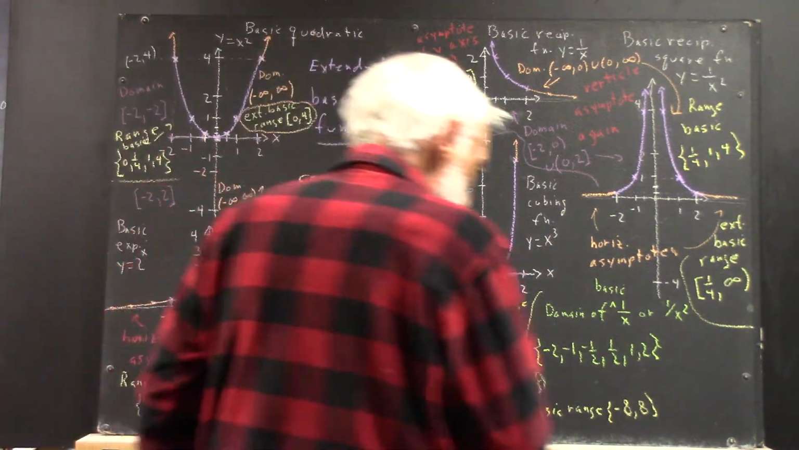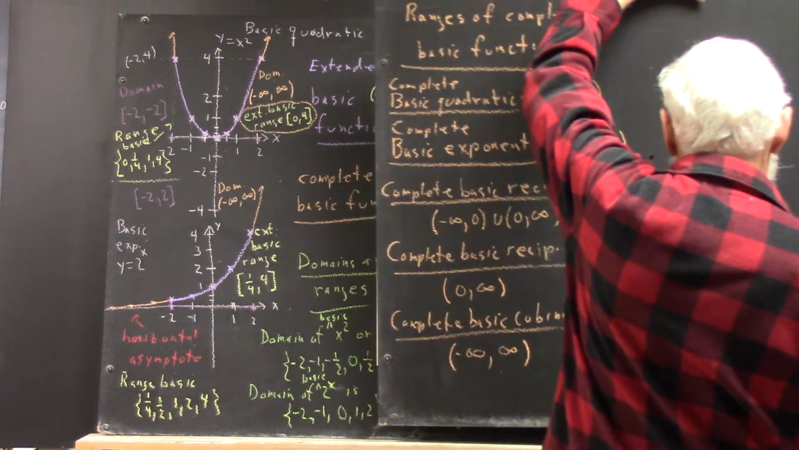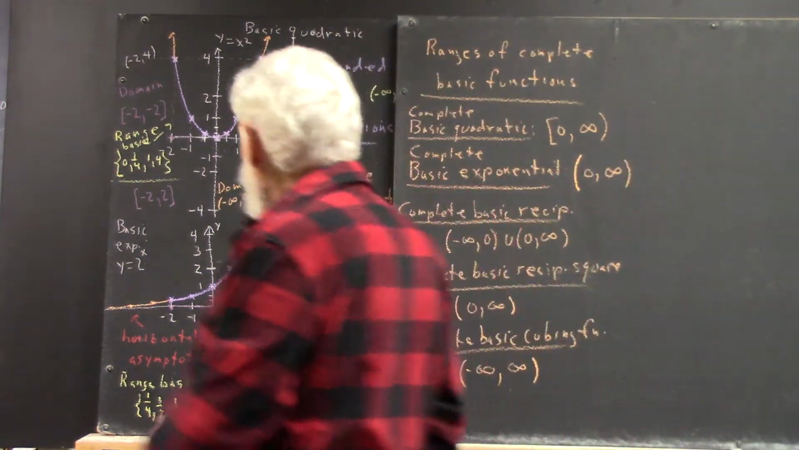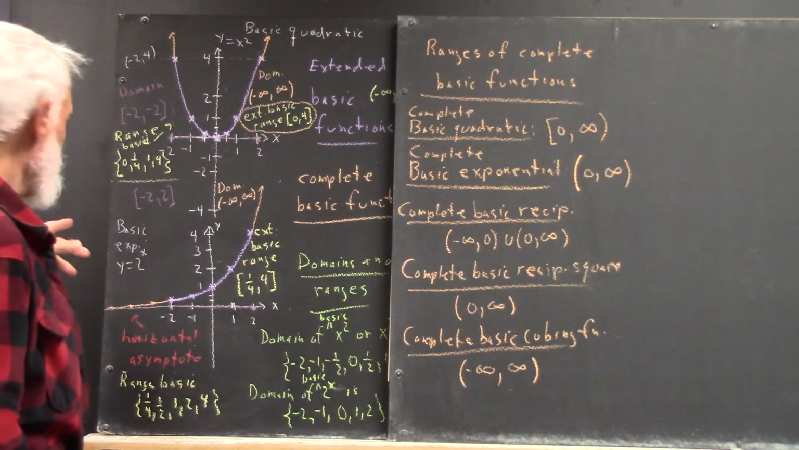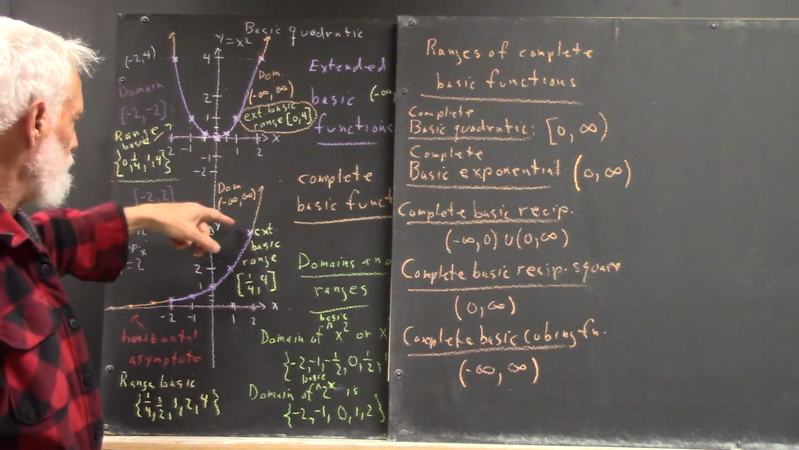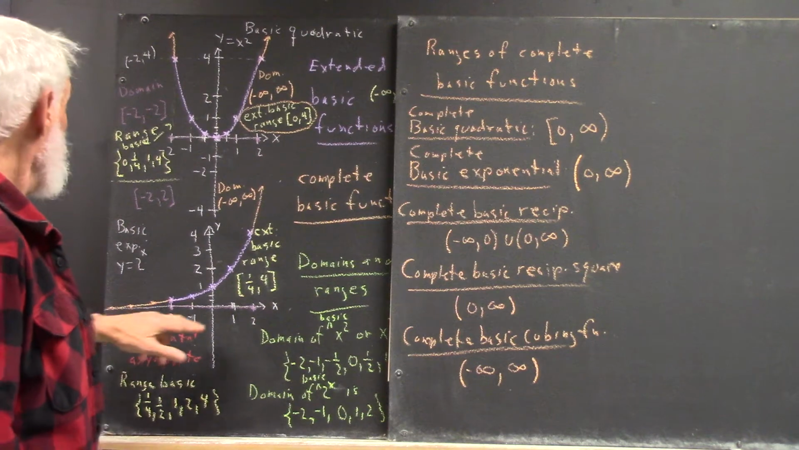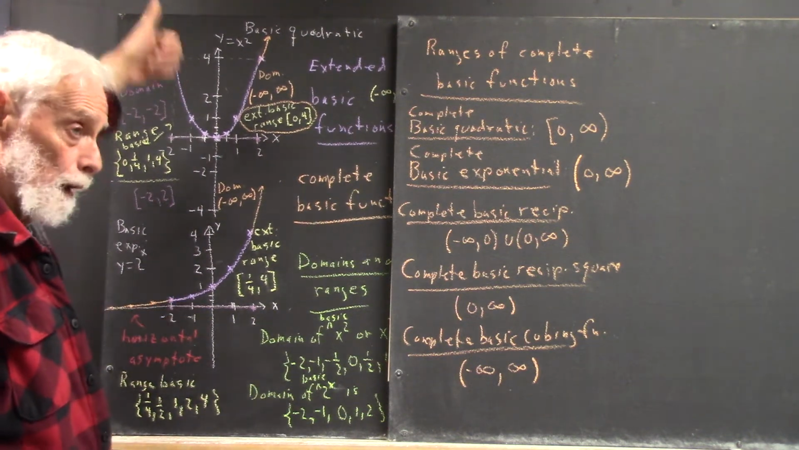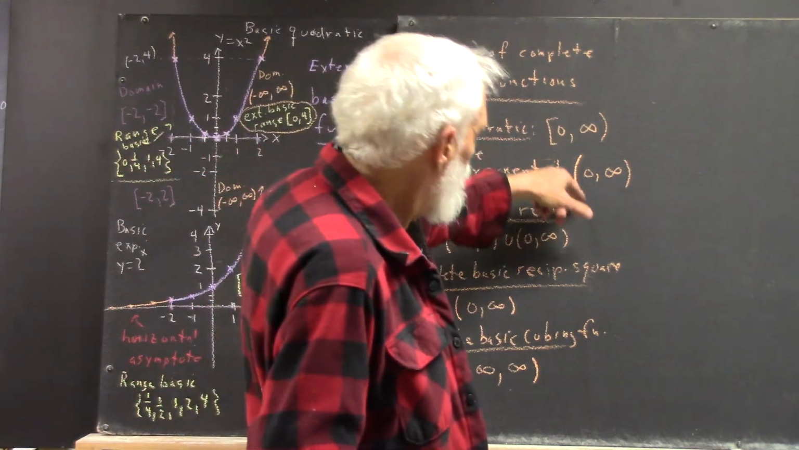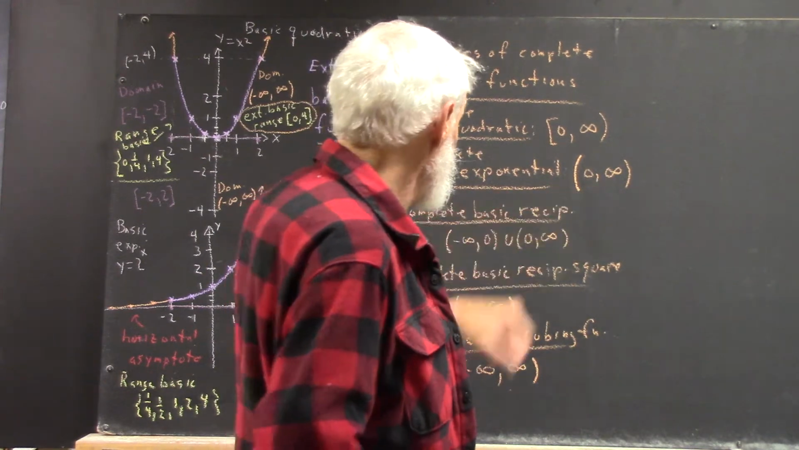I didn't have room to write the ranges and the complete functions, so I'll put this up here for the moment. Okay, the domain for the complete basic exponential function is negative infinity to infinity, as I said. The range is any number that's greater than 0 and all the way up approaching infinity. So for your basic exponential, we have the open set 0, infinity. Open because 2 to the x can never be 0.